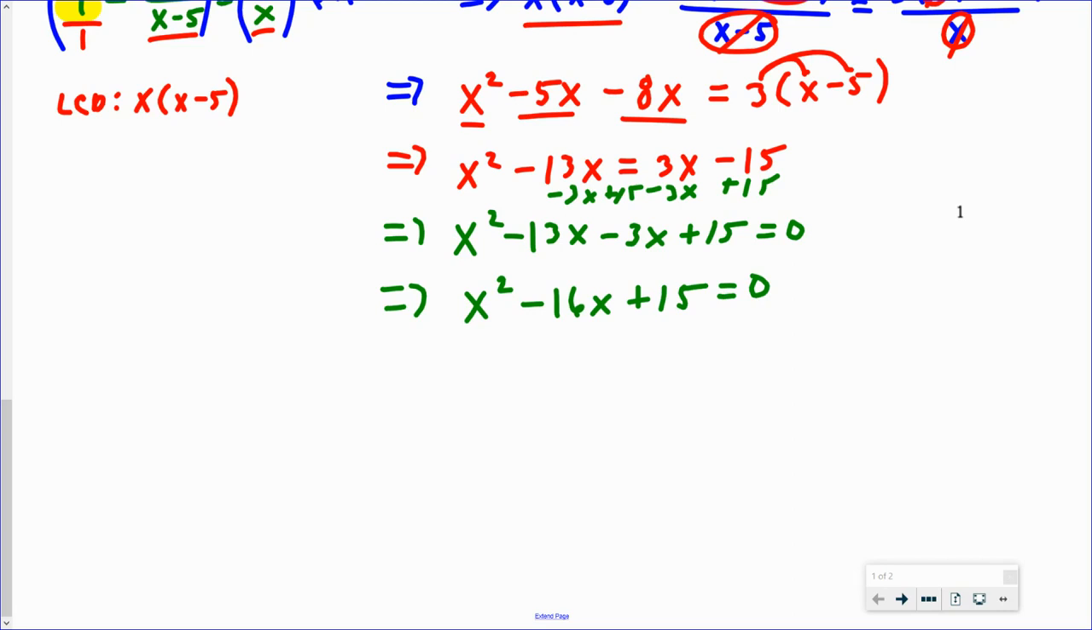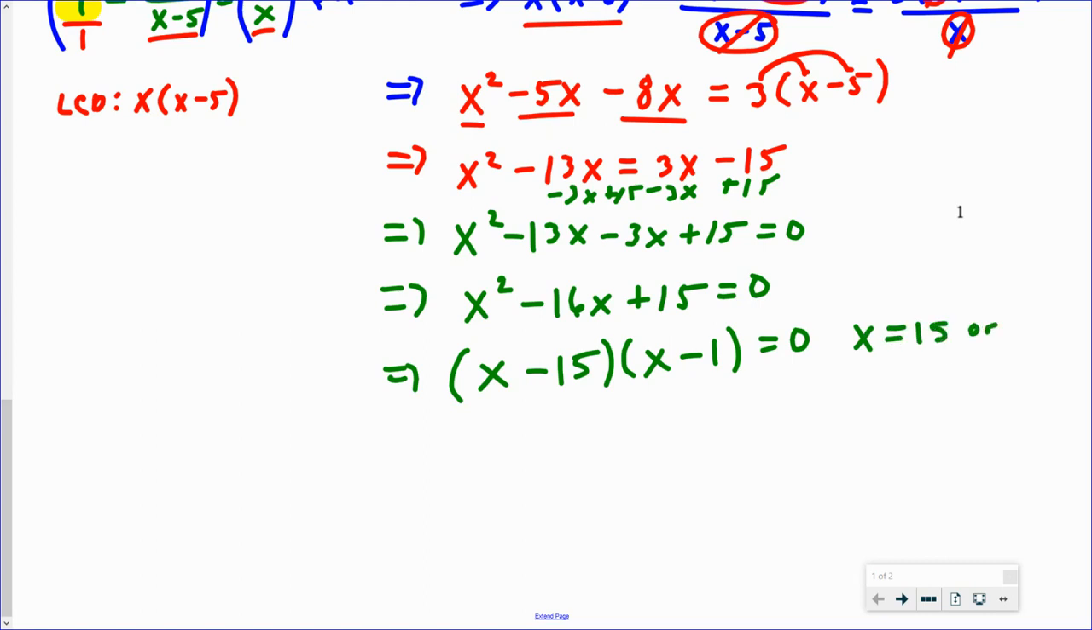And now we're going to try and factor this. And I think this will factor nicely. It looks like we're going to get x. So we need two factors of 15 that add up to negative 16. So it looks like it's going to be negative 15 and negative 1. So when we set each of those factors equal to 0, we should get x equals 15 or x equals 1. All right.